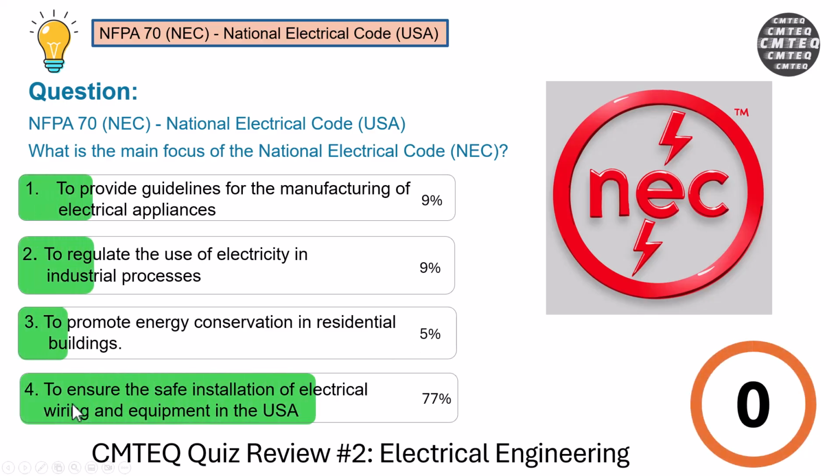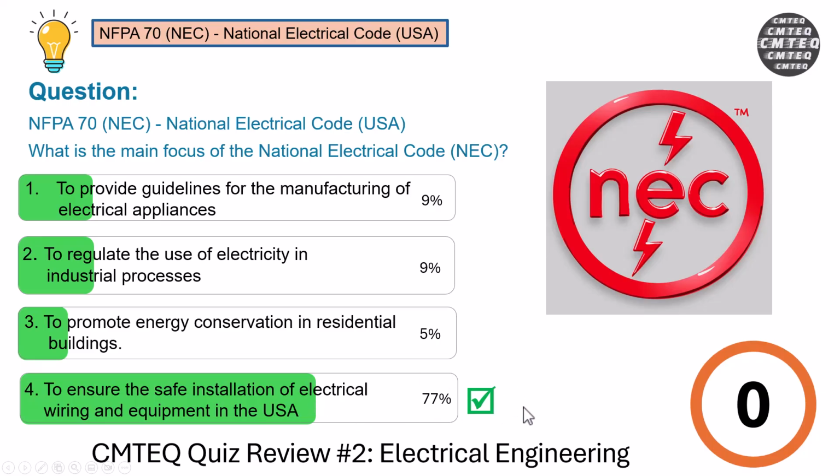Great stuff. The overwhelming majority went for option 4. They say that the main focus of the National Electrical Code in the US is to ensure the safe installations of electrical wiring and equipment in the USA. This seems to be the correct answer, but is it the correct answer though? Let's go ahead and reveal. Indeed, it is the correct answer.